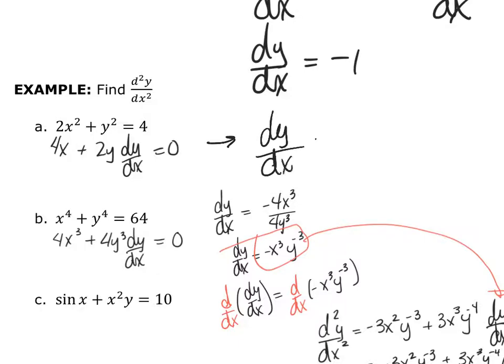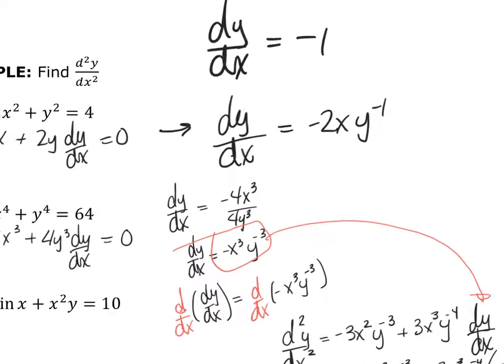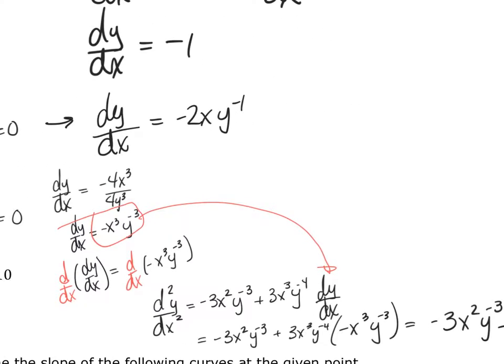Negative 2x over y. How is that? Do you all agree, disagree? Let's do the second derivative. When we do the second derivative, it is d2y dx2. What do you get with the second derivative before the cleanup?